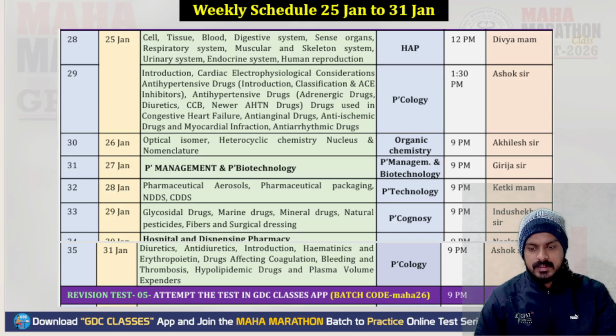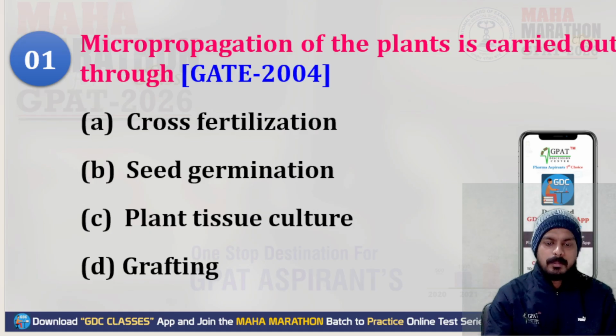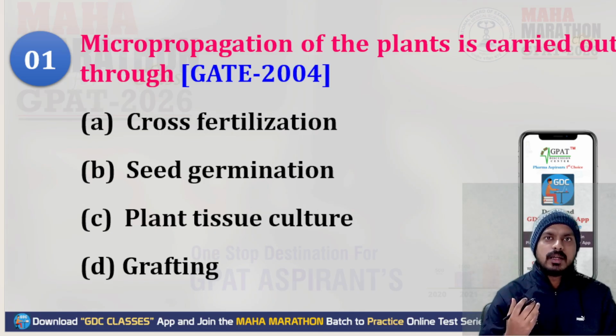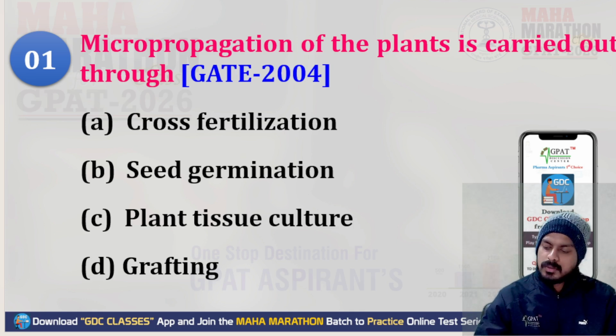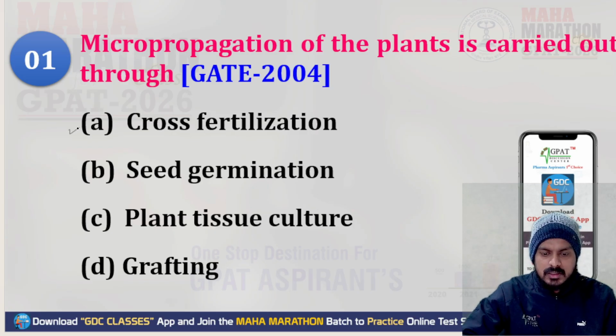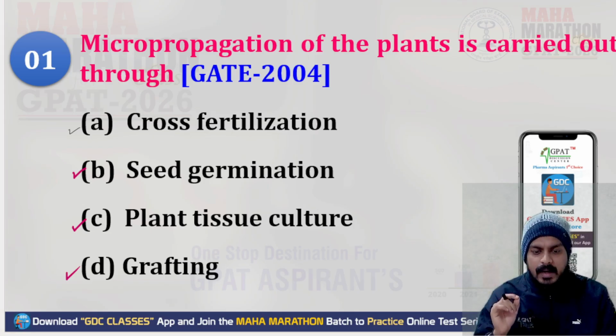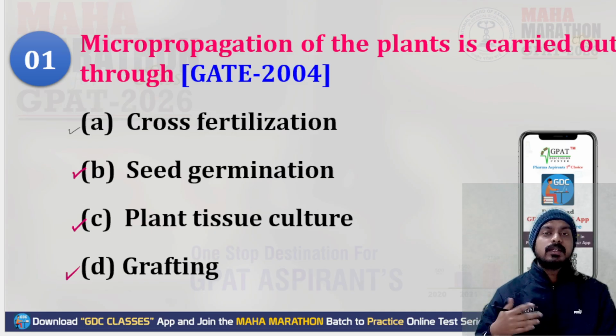So let's start. The first question is: micropropagation of the plant is carried out through what? First, what is micropropagation? Micropropagation is a technique where you can do certain manipulation inside the plant. How can you do this? Your options are cross fertilization, seed germination, plant tissue culture, or grafting. I discussed all these things in the theory class.